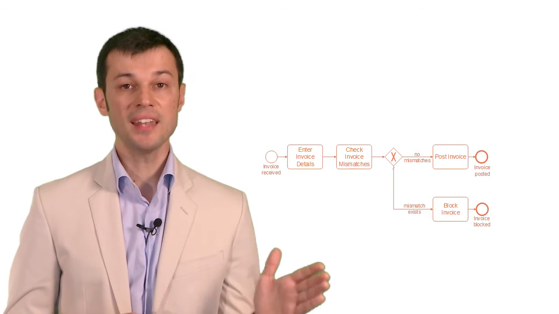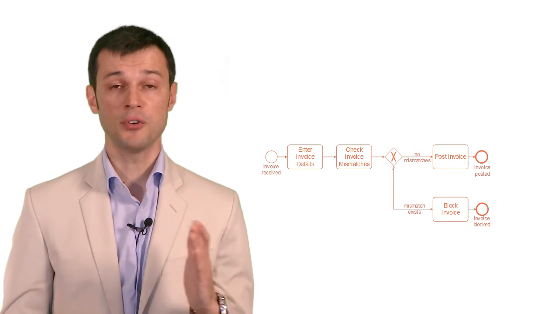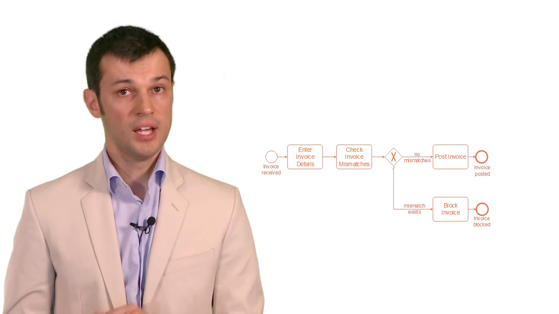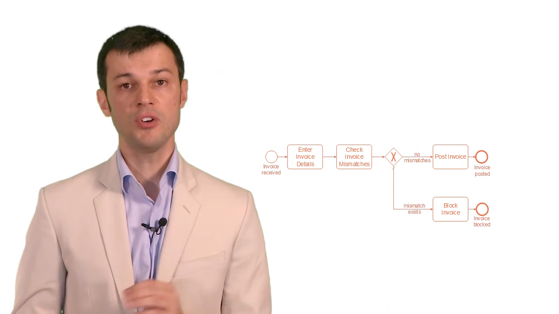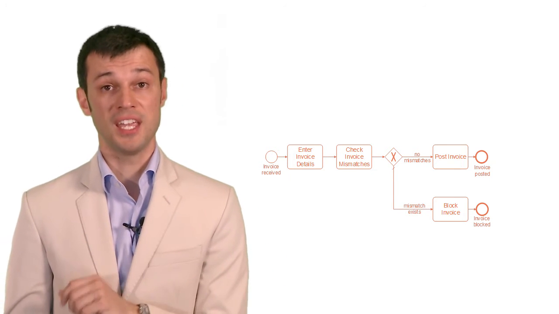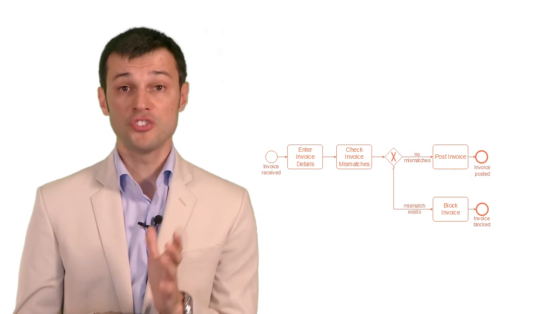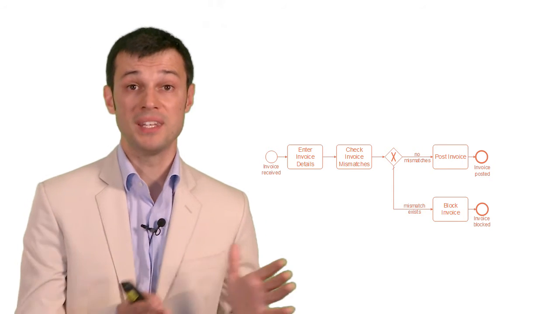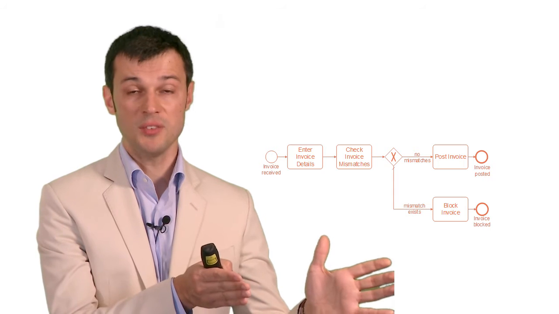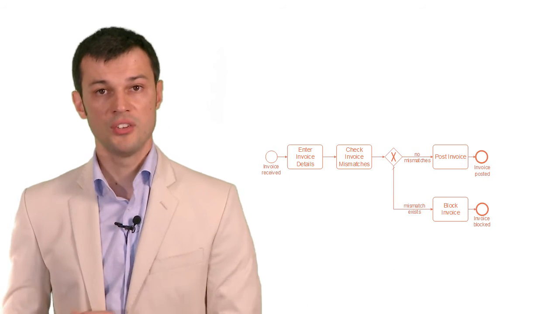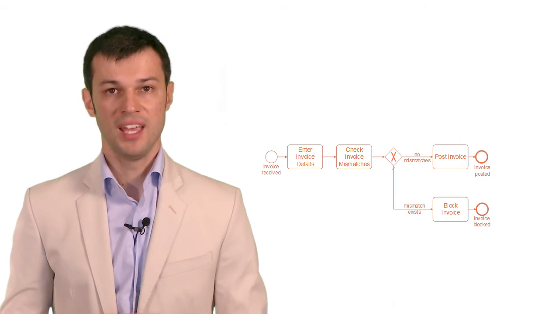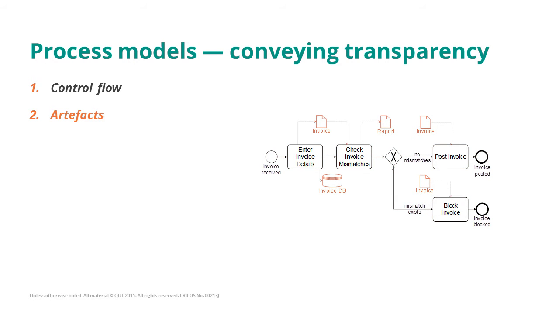And then we have represented four activities that have to be performed in a given order for this process to take place. We have also represented a decision point. In fact, the result of checking the invoice for mismatches could be that the invoice does contain mismatches or does not. So this is the control flow perspective. The second perspective is the object or data perspective.